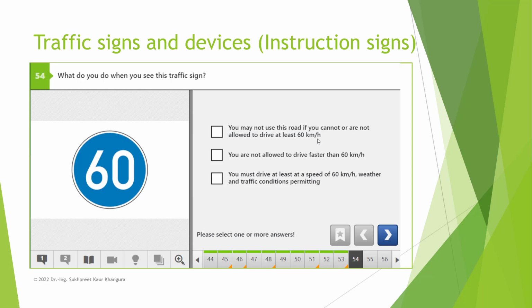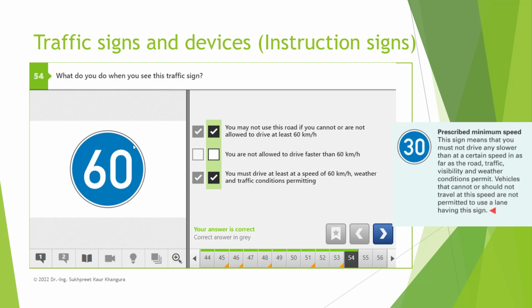In order to use this road, you should drive at least at 60 km per hour. You are not allowed to drive faster than 60 km per hour? No. You must drive at least at a speed of 60 km per hour, weather and traffic conditions permitting. Yes. So this is the prescribed minimum speed, that at least you should drive at 60 km per hour. And the option that you are not allowed to drive faster than 60 km per hour would have been true if this 60 km per hour is written in the red circle, as we have seen in the question before. So these are the answers.